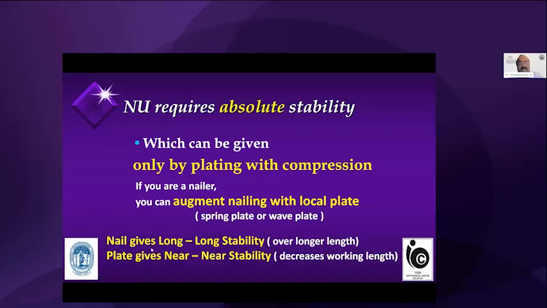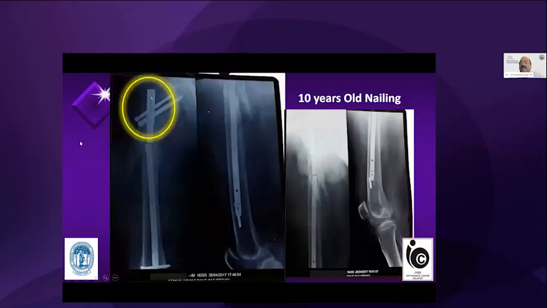And you can see that the nail can give stability over a longer length of the whole bone. So the nail gives long stability and plate gives near stability, because absolute stability can be given by only the plate. If you are doing only nail, it doesn't give absolute stability, especially in non-union cases. It's better to do plating also as an augmentation plate.